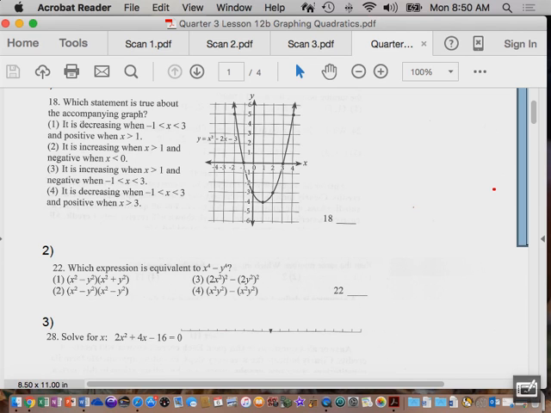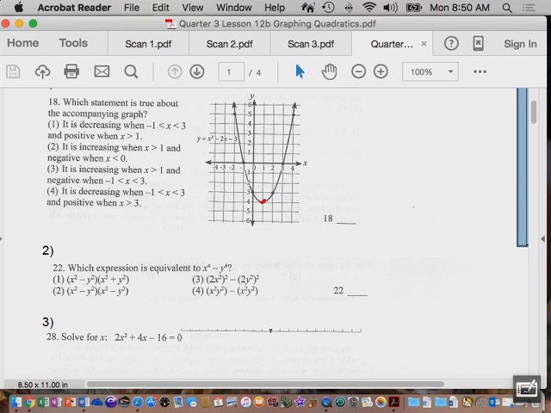Which statement is true about the accompanying graph? It's decreasing when x goes from -1 to 3. Well, if I go from x from -1 to 3, that's this whole grouping right over here. See this? Clearly, it's not decreasing the whole time. Okay? So that's not it. Next, it's increasing when x is greater than 1.